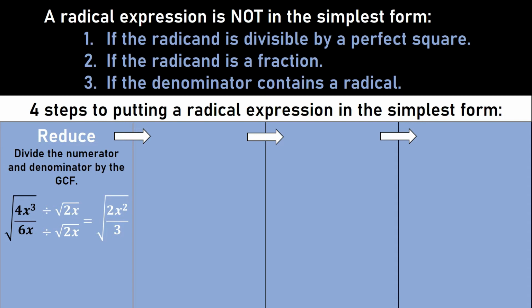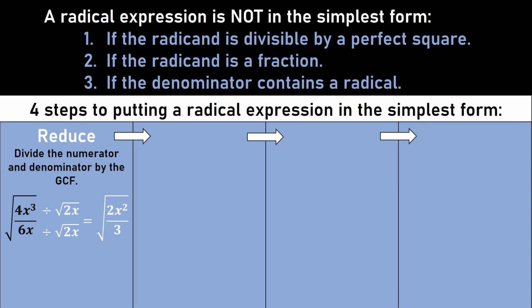So when we divide 4x to the third by 2x, we get 2x squared. That's what's in the numerator. In the denominator, we take our 6x and we divide it by 2x, and that comes out to 3. So the word reduce is just reducing the fraction that is involved in the radical expression.